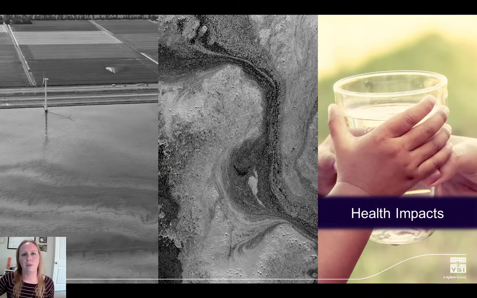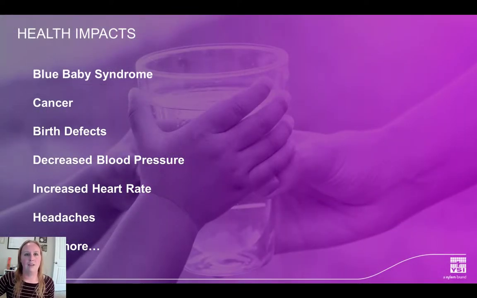The third major reason that we monitor for nutrients is the health impact that nutrients can have on our drinking water. If there are excess nutrients in drinking water, significant health impacts can be seen. For example, if nutrients are commonly found in the drinking water that's used to prepare formula for babies, a syndrome called blue baby syndrome can develop. To simplify this a little bit, it's basically when the body's red blood cells stop being able to intake oxygen, which leads to a blue skin appearance.